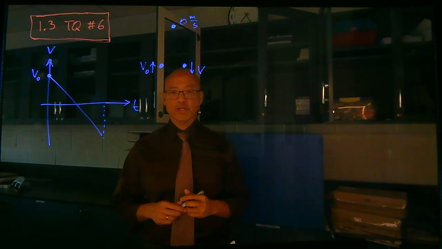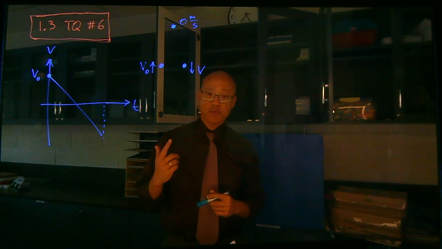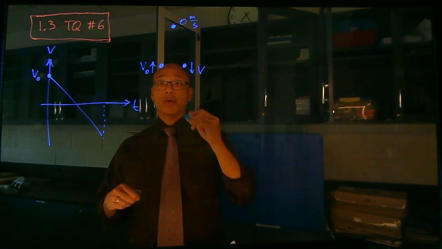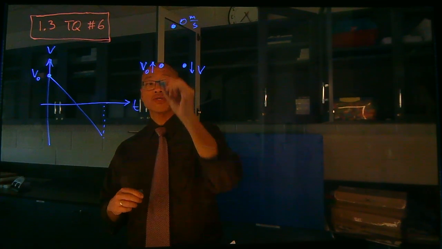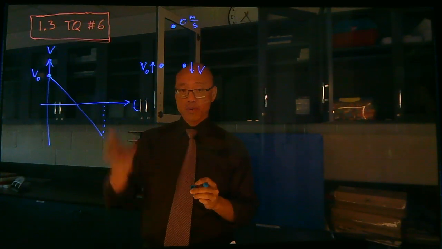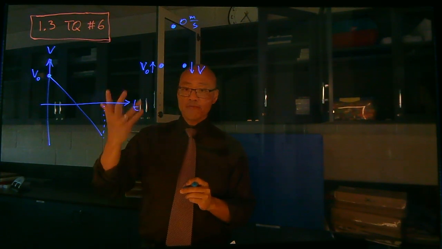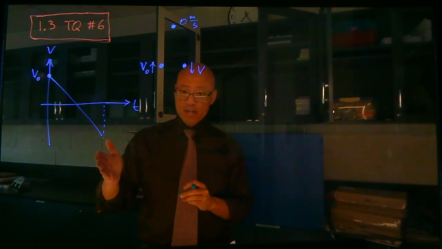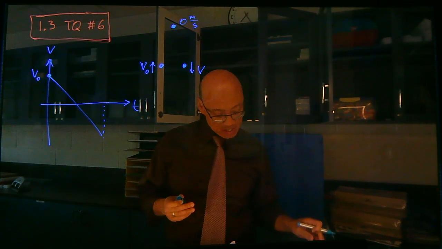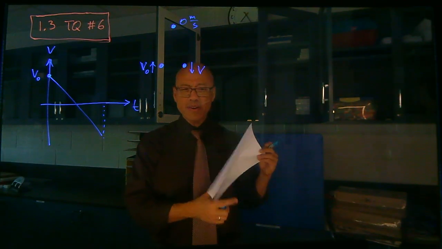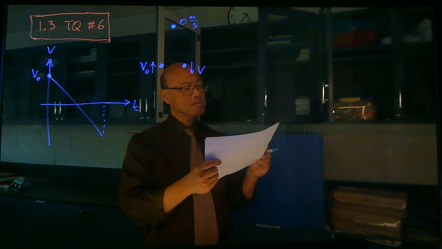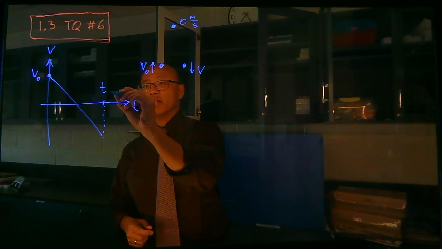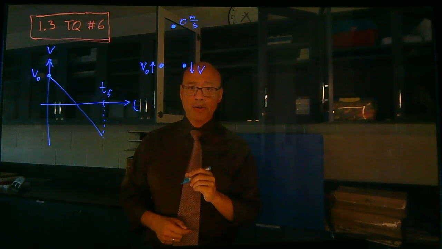Okay, here's the solution to topic question number 6, in the 1.3 topic questions. From the previous video, this should now kind of make sense to you. So I'm throwing an object up with initial velocity v naught. I could think of it using a graph like this, and I'm told that it takes TF seconds to come back down.